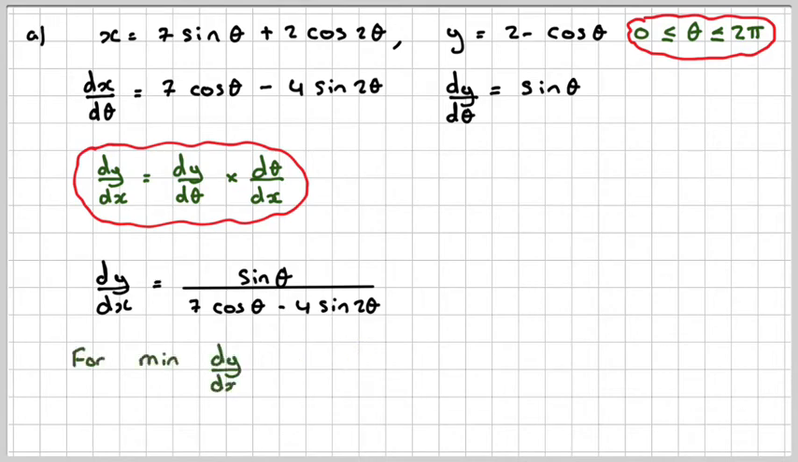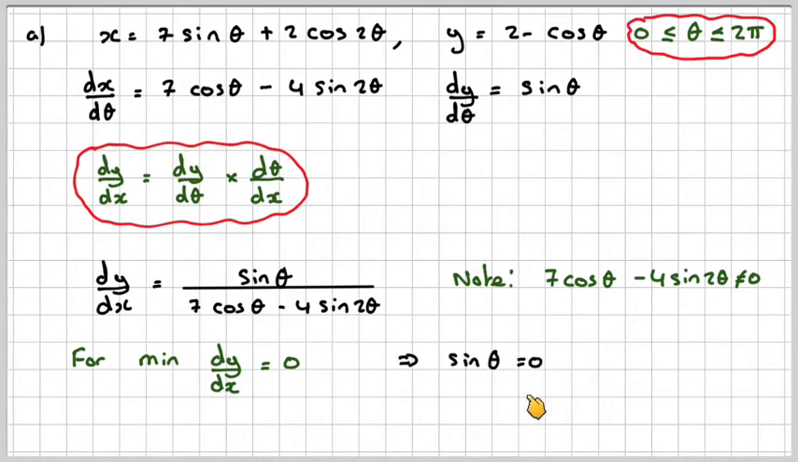You have to invert this one. For minimum, dy by dx is equal to 0, so this bit can't be equal to 0, so you might as well have just derived this and put this equal to 0. So that gives that sine theta is 0, theta is 0, pi, or 2 pi.